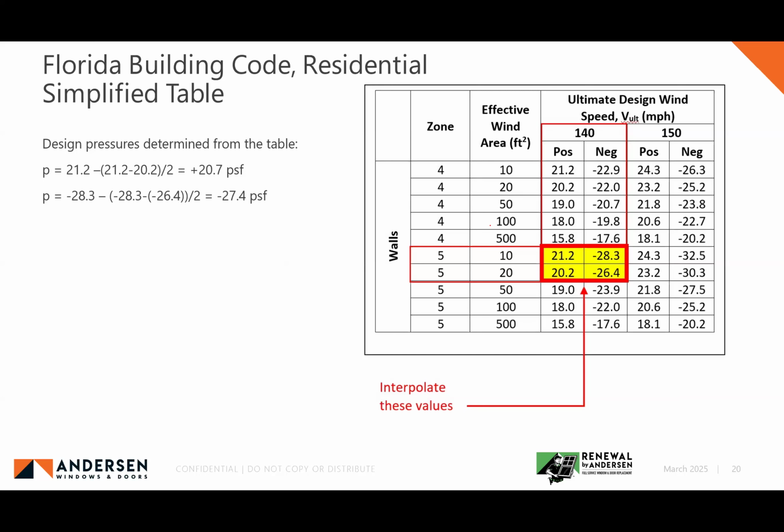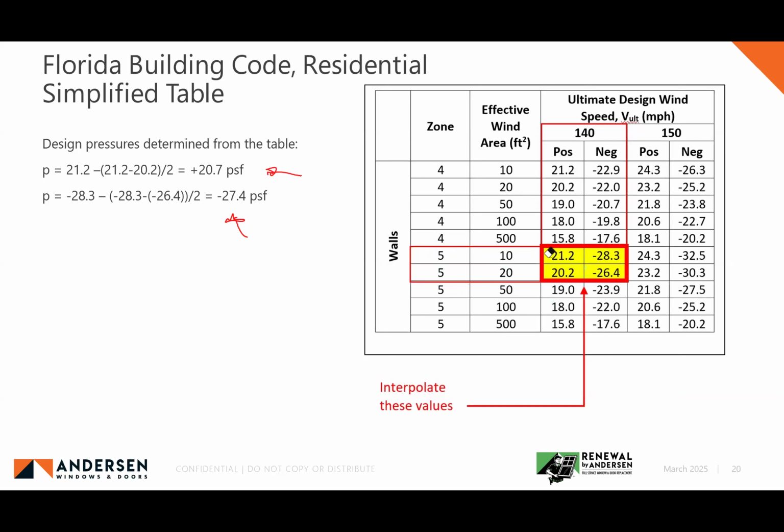So we come to the table, and now our effective wind area is between two of the ones listed. It's 15 square feet, so it's in between here for zone five and 140 miles per hour. So it's the same part of the table we were looking at earlier, but now we have to interpolate between these values. So it's halfway between here and halfway between here because it's 15 square feet. So we get table values of 20.7 positive and 27.4 negative.